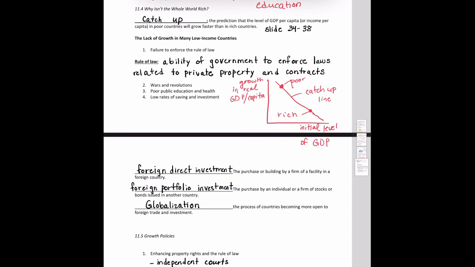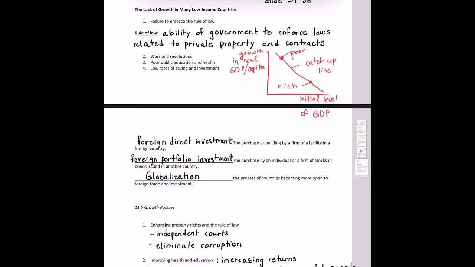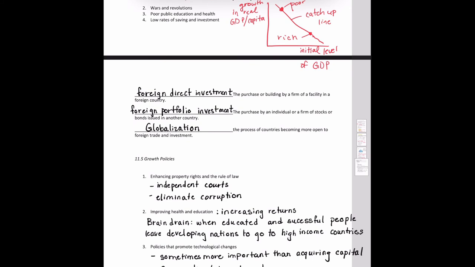So to exit the vicious cycle of low savings and investment is through foreign investment. We have foreign direct investment and foreign portfolio investment. You can read those definitions. And we can talk a little bit here about globalization, which is the process of countries becoming more open to foreign trade and investment. Right now, globalization is experiencing somewhat of a contraction as patriotism amongst different countries has caused countries to become more focused on internal growth and domestic growth at home. However, globalization does occur in cycles, so in the future there may be a resurgence of globalization.